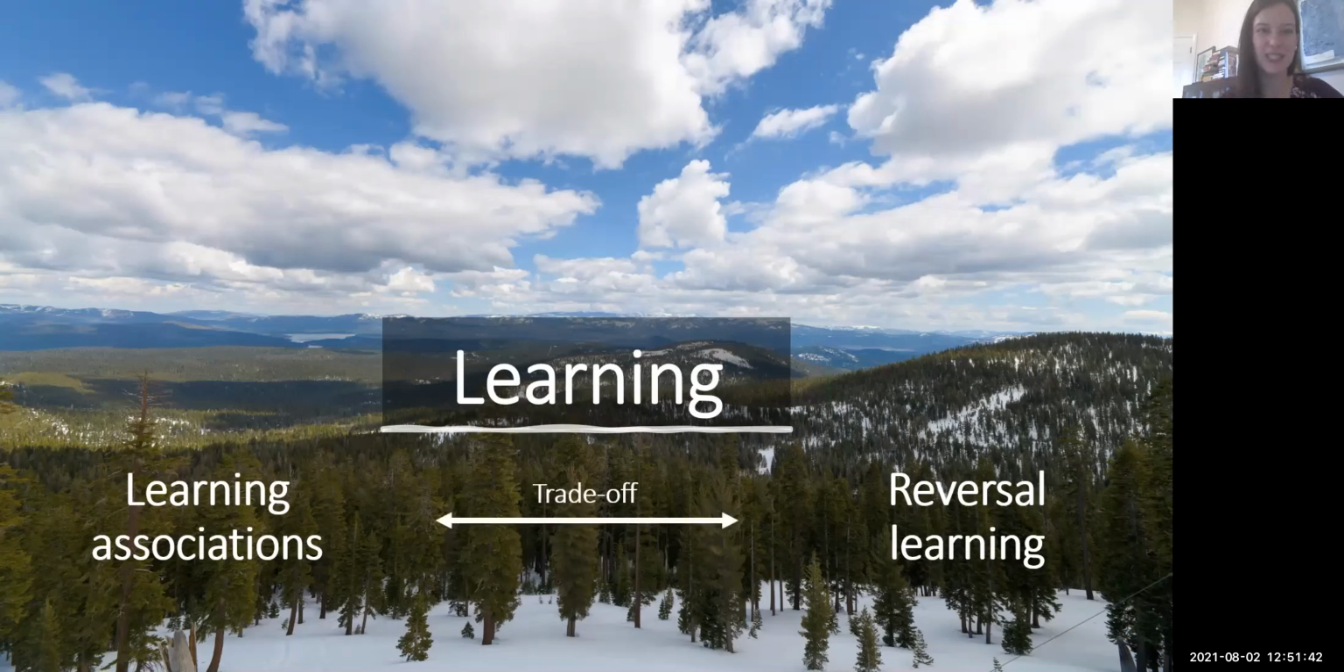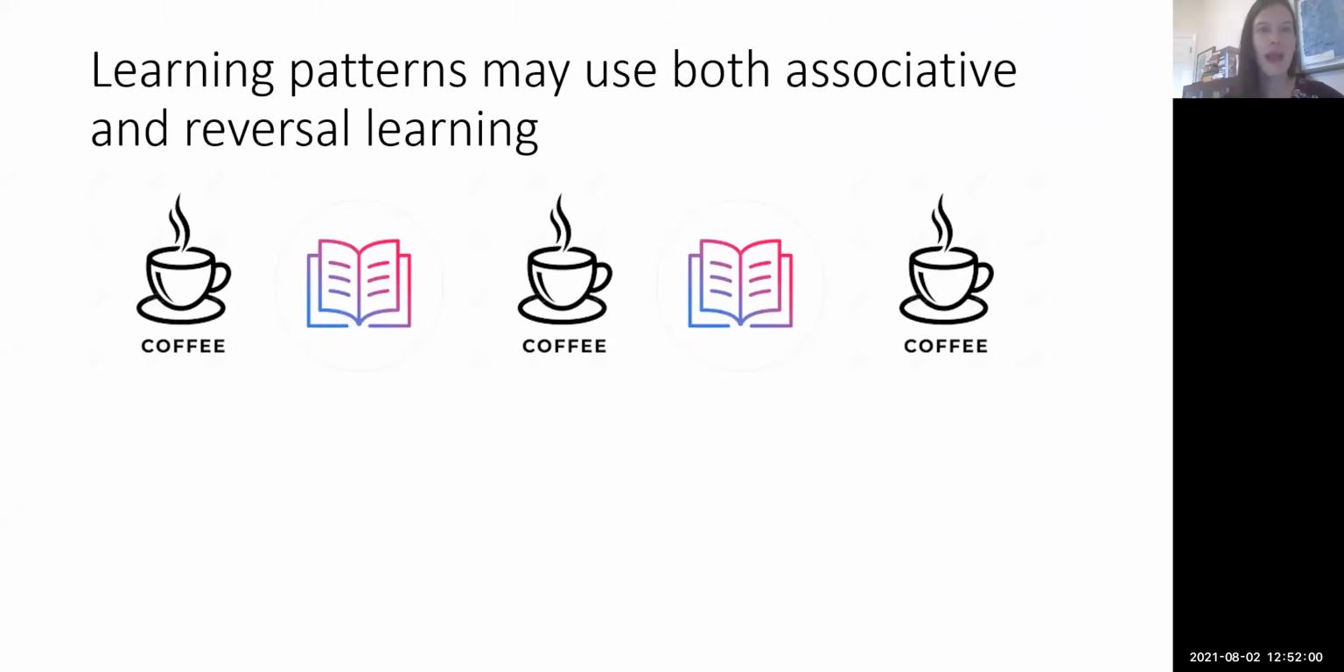Now, there's a hypothesized trade-off between associative and reversal learning in which individuals can either be good at one or the other, but not both. And this is really interesting to me because it raises the question of how these types of learning interact when animals are trying to attempt a more complex task, such as learning a pattern. Patterns may use both associative and reversal learning, and there may be several iterative steps required in order to learn a pattern.